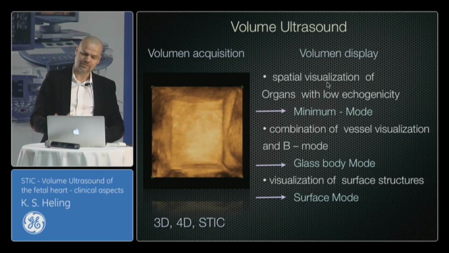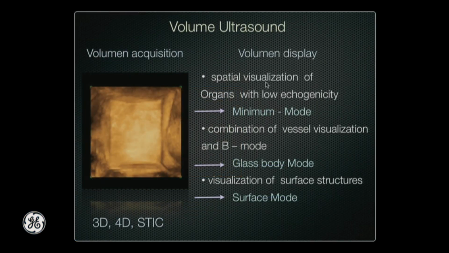And when you want to use minimum mode, be aware that your B mode image must be darker than you normally scan. If you want to see in the STIC volume also the color, you have a combination of vessel visualization and B mode. This means the surface structures. You use a glass body mode. And for this, you must know that the color must be longer in the image, so increase the power for the color.